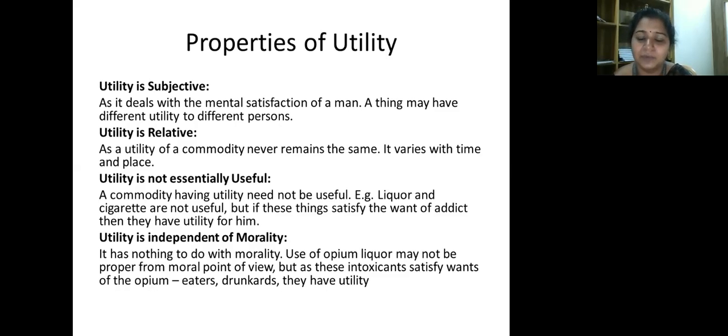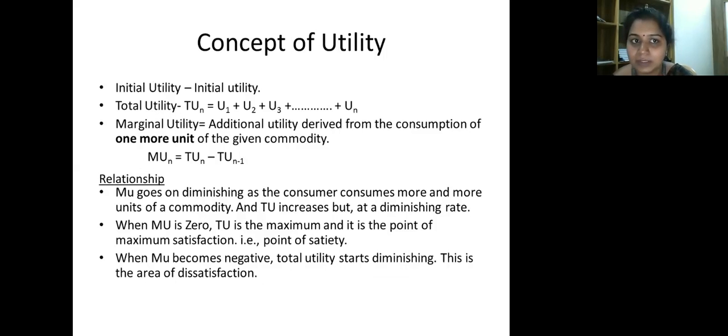Utility is relative. It differs from time to time and place to place. For example, you would have studied with the example of water. When you are thirsty and drinking water, the utility level will be different. At other times, it will be different. So it changes from time to time, place to place. So this is relative. Utility is not essentially useful. It has no connection with moral values. The example is harmful products like liquor and cigarettes, which fall under that category. That will also give satisfaction to the alcoholic person. It has no moral standard. So these are the basic properties of this utility analysis.